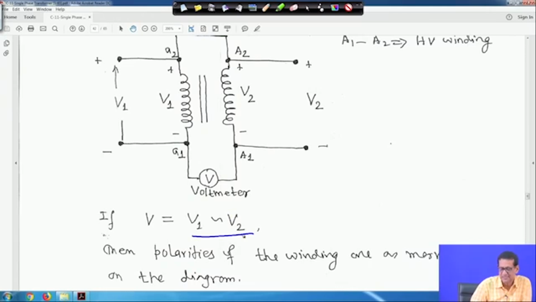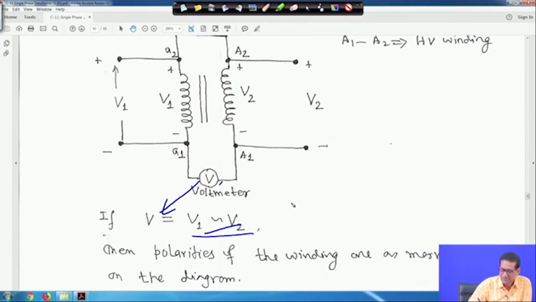If you get like this, but why I have used the difference operator? Then the polarity as it is marked in the diagram will remain as it is, it will not change, it is unchanged. If you get the reading of the voltmeter like this, but why I have used the difference operator, it is a small exercise for you.